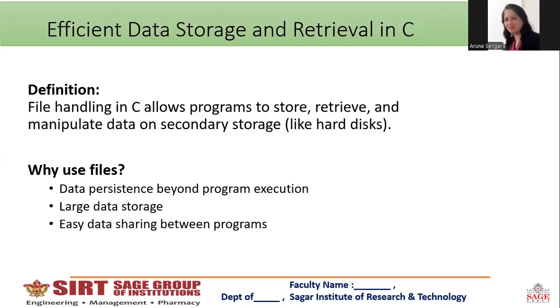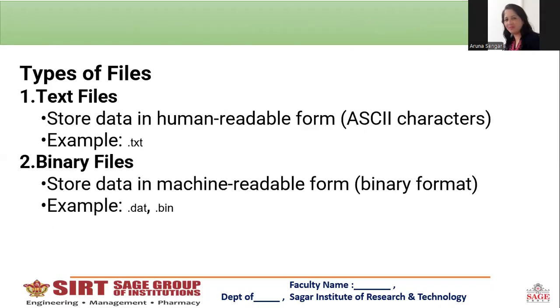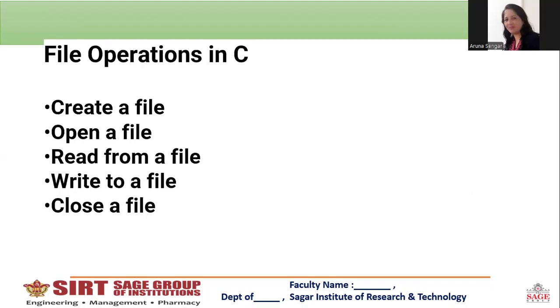Data persists beyond program execution, large data storage, and easy data sharing between programs. There are two types of files. The first one is the text file, which stores data in human readable form. Example: txt file, doc file, or xls file. The second type is the binary file, which stores data in machine readable form, that is, binary format. Example: dat or exe extension files.